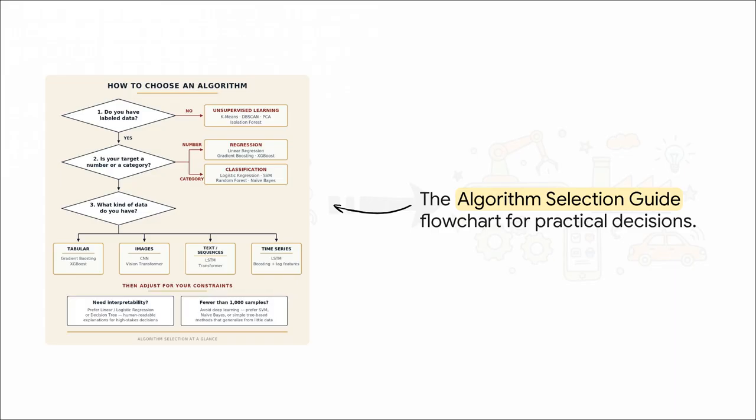Take the algorithm selection guide flowchart, for example. It is brilliant. It shows how quickly a practitioner can navigate from a raw problem statement directly to the correct algorithmic starting point. Do you have labeled data? Yes. Is it a category or a number? Category. What kind of data is it? Tabular. Boom. You are immediately directed toward gradient boosting, XGBoost, or random forest. It just completely cuts through the analysis paralysis.